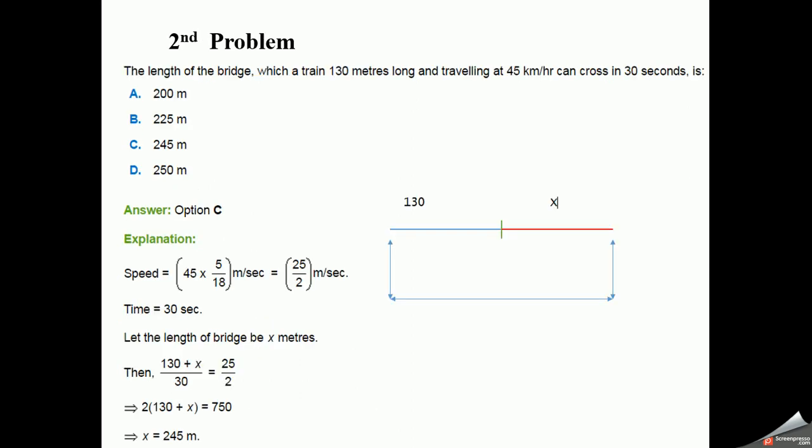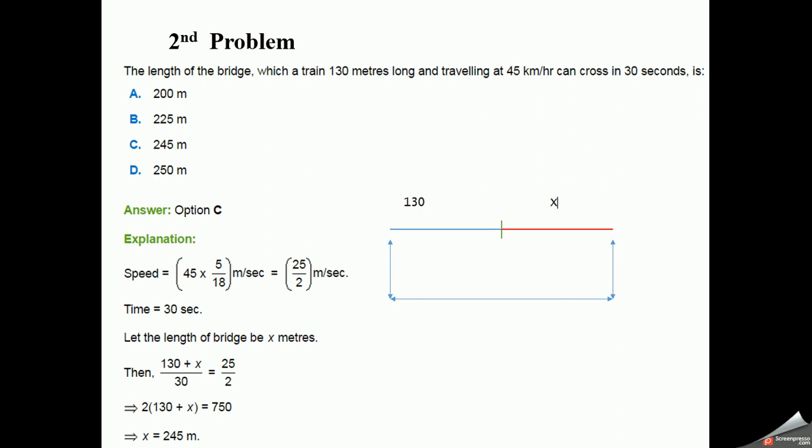Next problem: a train 130 meter long, traveling at 45 km per hour, crosses a bridge in 30 seconds. The given data is speed equal to 45 km per hour. Our first task is to convert that kilometer per hour into meter per second. So speed is equal to 45 multiplied by 5 by 18, which equals 25 by 2 meter per second. It is given that the time to cross is 30 seconds.